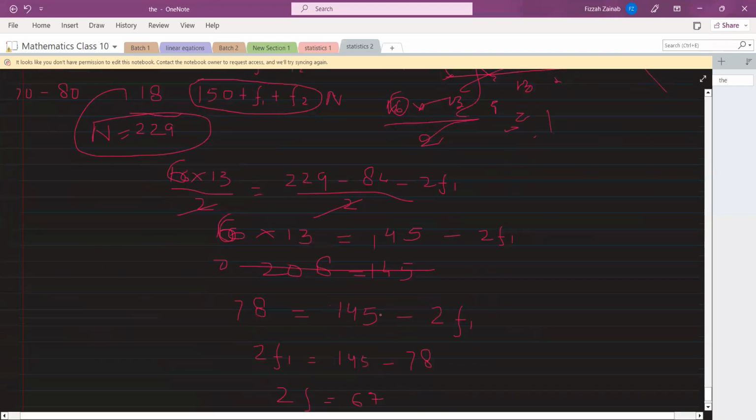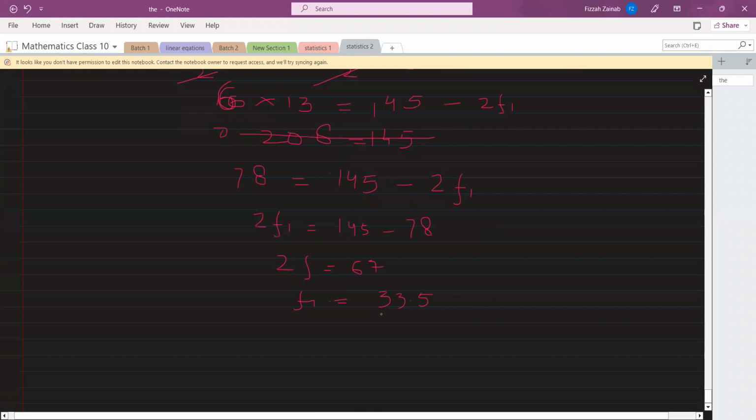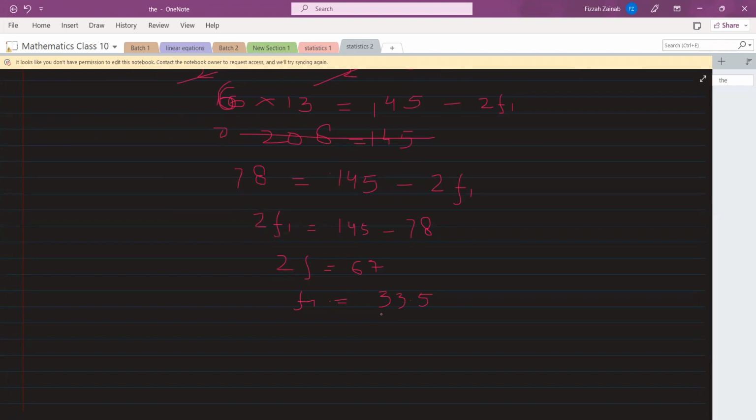Okay, you do one thing, just 1 minute. See, this F1 is 33.5, right? Frequency is actually the number of times something is happening, right? So either it will be 33 or it will be 34, isn't it? Something is occurring 34 times or 33 times. So there is no meaning of 33.5. So you can round it off to 34. So F1 is actually 34, not 33.5. You can write this is approximately 34. So take it 34.